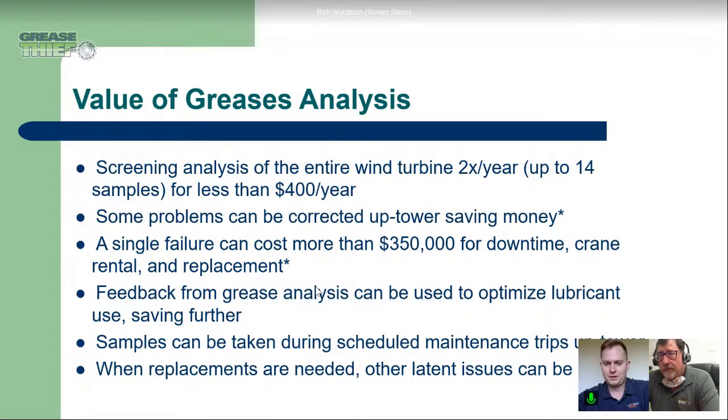Certainly. And to your next point on this slide, a single failure can be upwards of $350,000 between downtime, crane rental, and the component itself. Those prices are being driven down by competition, but they're also being driven up by larger and larger components. We're seeing land-based turbines that are 2, 3, even 4 megawatt class now, and they're becoming more and more populous throughout the U.S. and beyond.